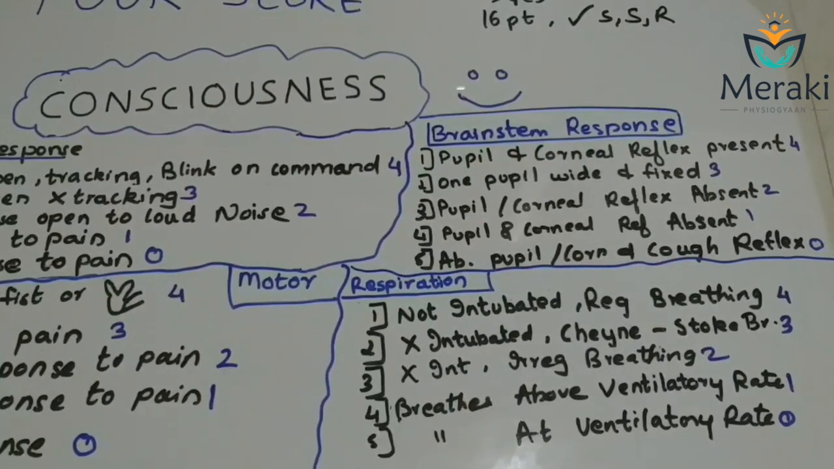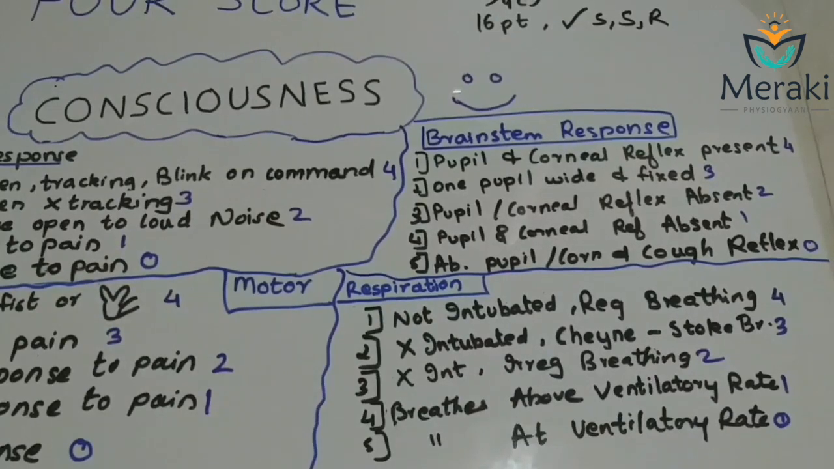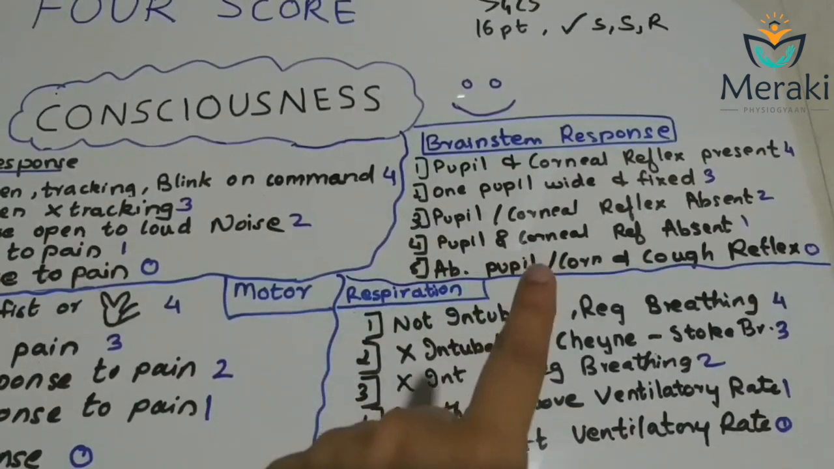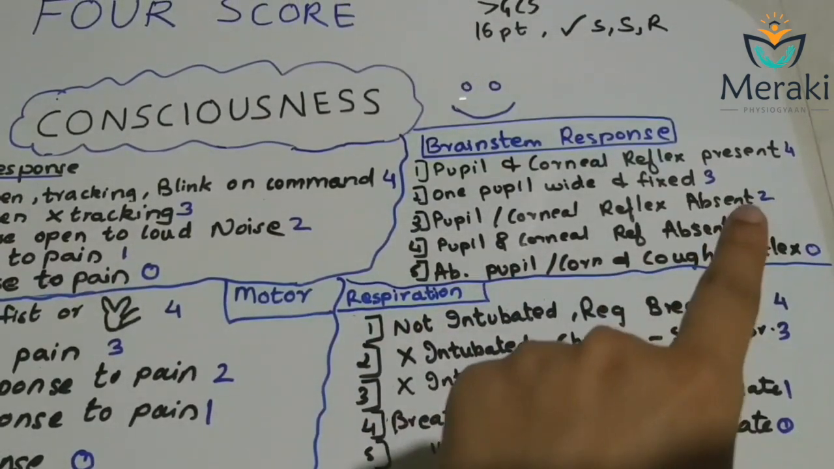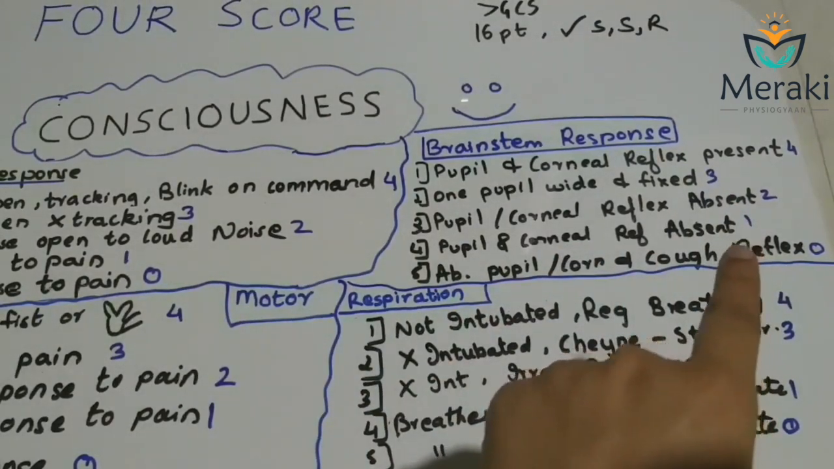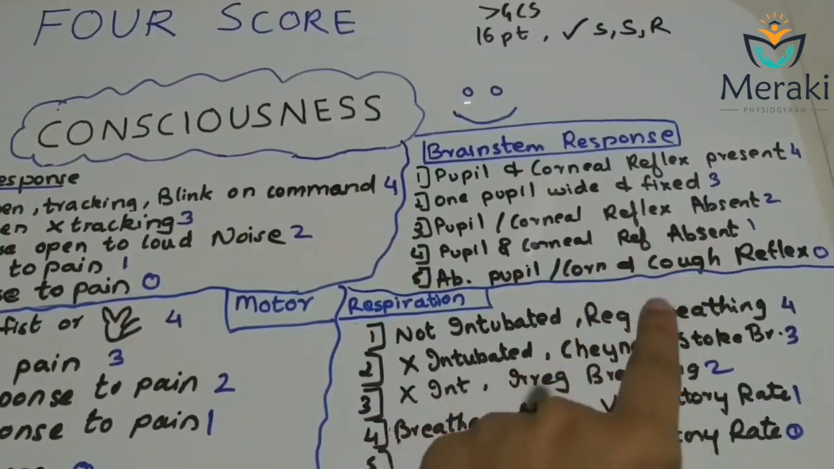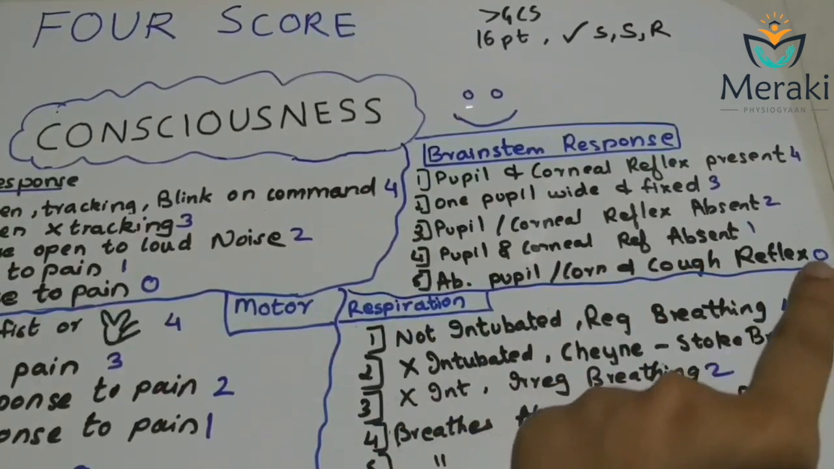If one pupil is wide and fixed, we score them 3. If either one of them, either the pupillary or corneal, is absent, we score them 2. And if both are absent, we note down as 1. If there is absent pupillary, corneal and cough reflex, we score them 0.